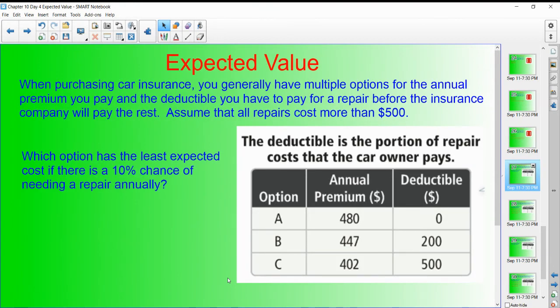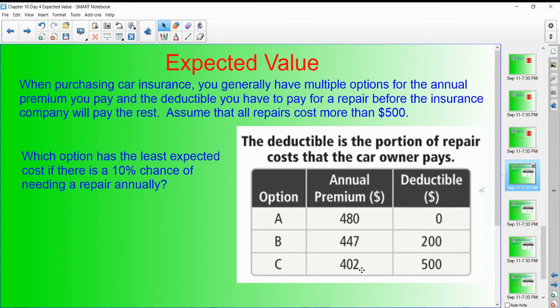Now, we should also take into account other real world examples like car insurance. A lot of times you have something called a deductible and a premium, where if you pay the premium, you get the insurance, and then if you get in an accident, you have to pay the deductible. So some policies like C are cheaper, but if you get into an accident, then it becomes much more expensive.